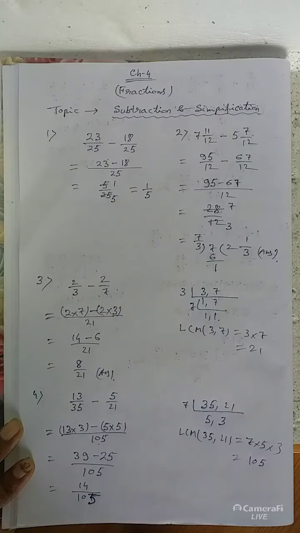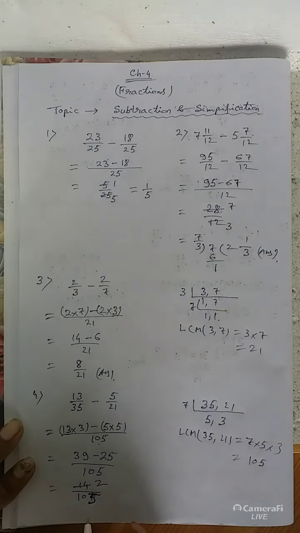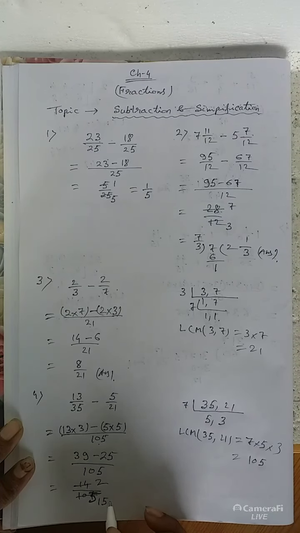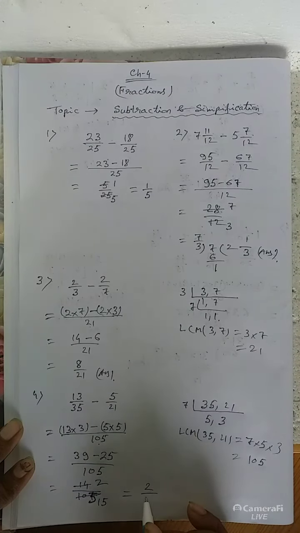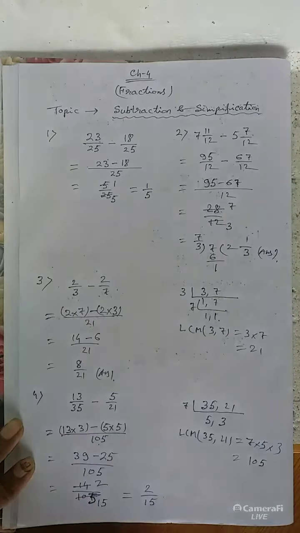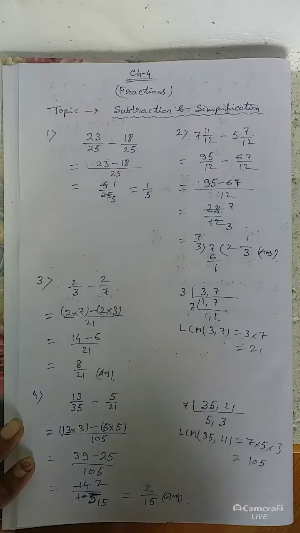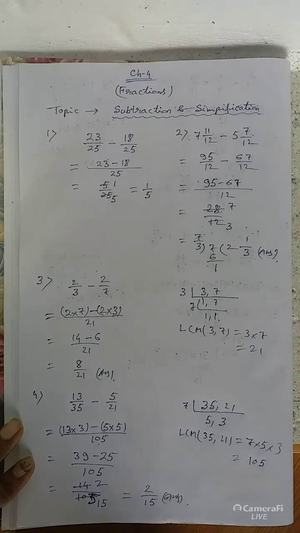Now 14 and 105, each of the numbers is divisible by 7. Simplification is possible. So cut it by 7, 7 2s are 14 and 7 15s are 105. So you get the answer 2 by 15. This becomes the answer. Okay.